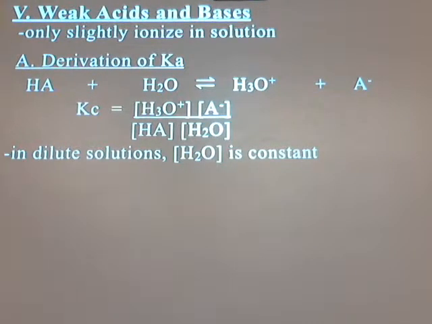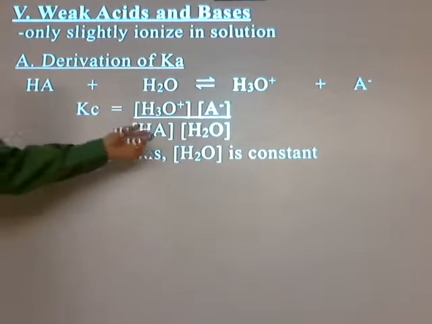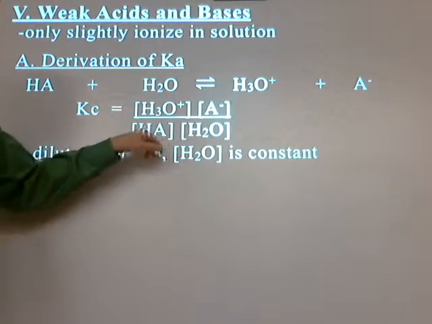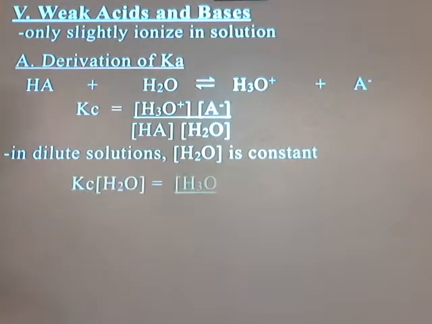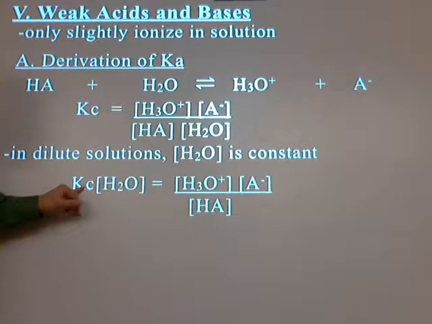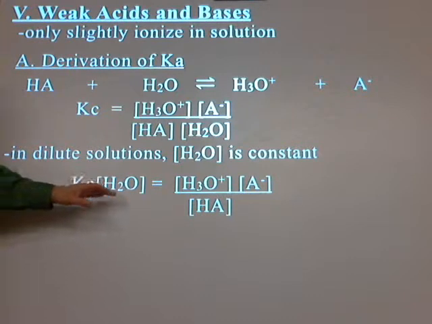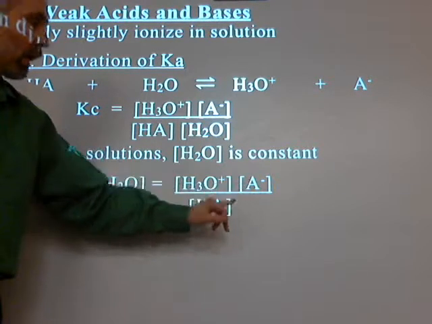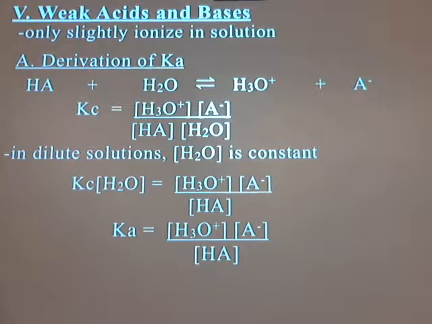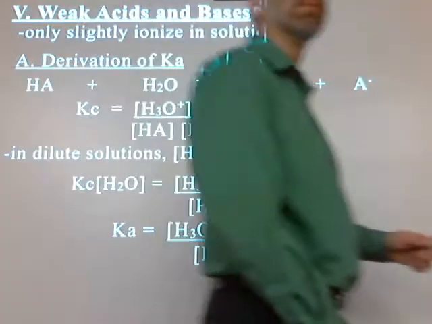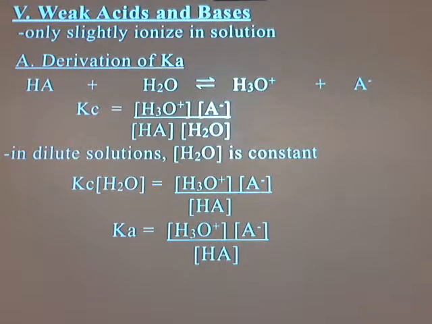Now, in the Kw derivation, you had water and water both on the bottom. Here I've got HA and water. It doesn't get rid of the entire denominator, but it does look like this. Kc, the equilibrium constant times water, would look like the hydronium and then the negative ion over the HA. You're going to be using this equation, which of course that's Ka. You're going to be using that equation for the rest of the chapter to solve all of our problems.